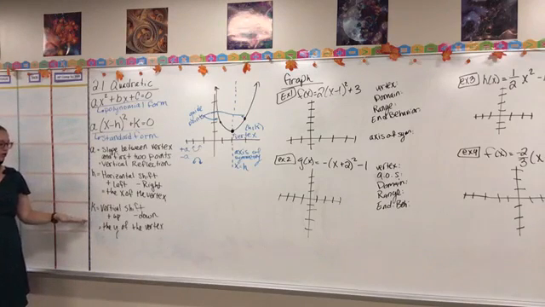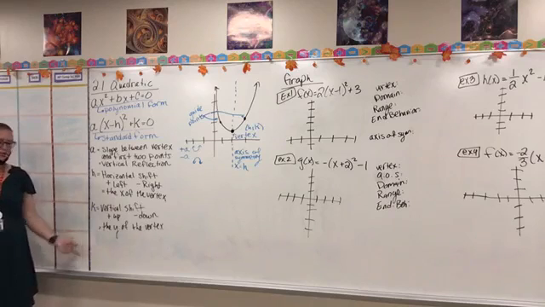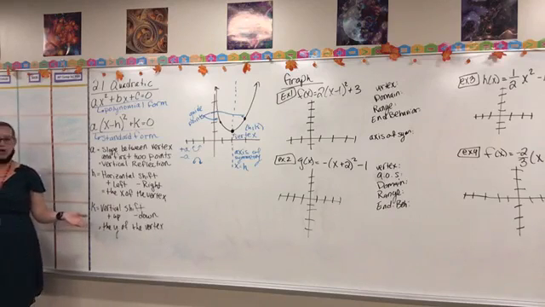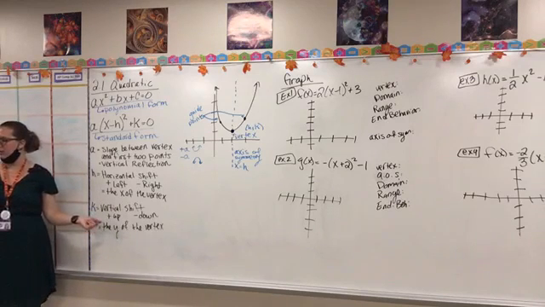K is your vertical shift up or down. Positive for up, negative for down. And K is the Y of your vertex. You don't change the sign of K.